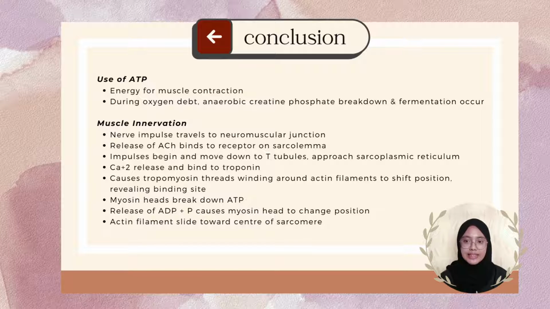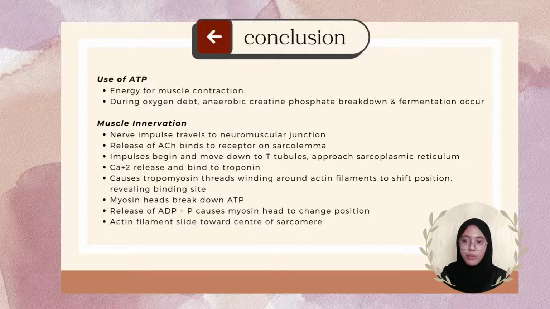Nerves innervate muscle. A nerve impulse travels down a motor neuron to a neuromuscular junction, causing the release of ACH, which binds to receptors on the sarcolemma. Impulses begin and move down T tubules that approach the sarcoplasmic reticulum, where calcium is stored. Thereafter, calcium ions are released and bind to troponin. The troponin-calcium complex causes tropomyosin threads winding around actin filaments to shift their position, revealing myosin binding sites.